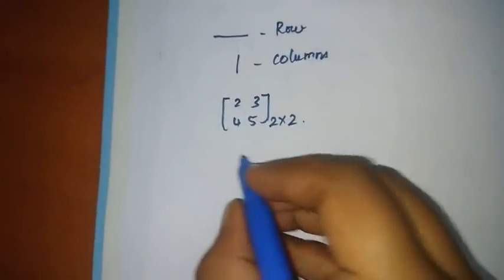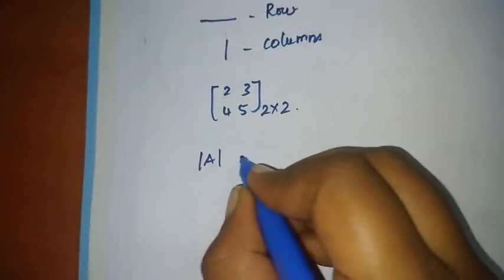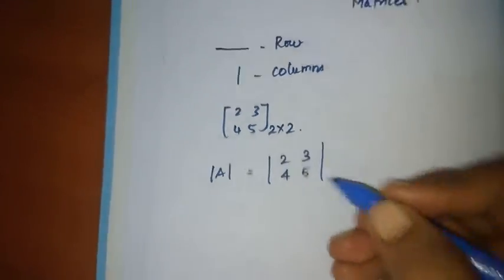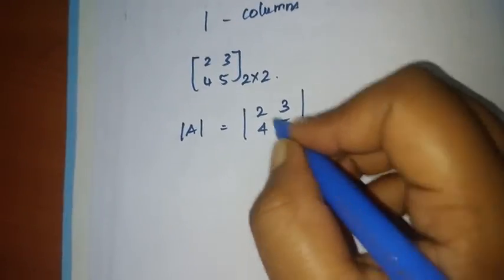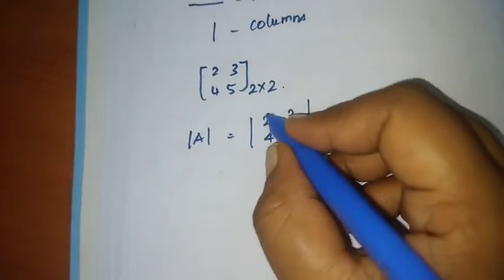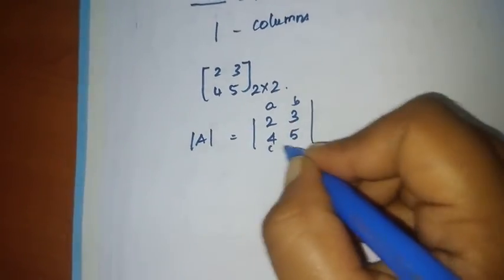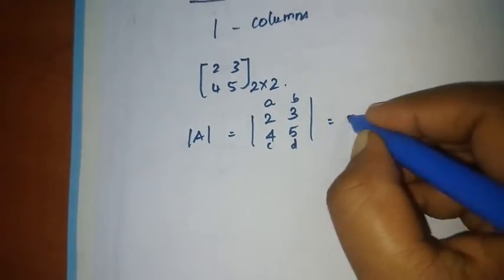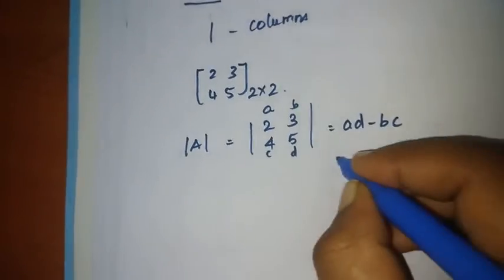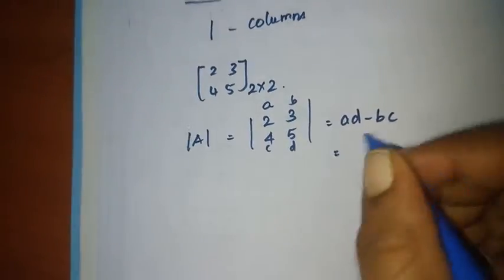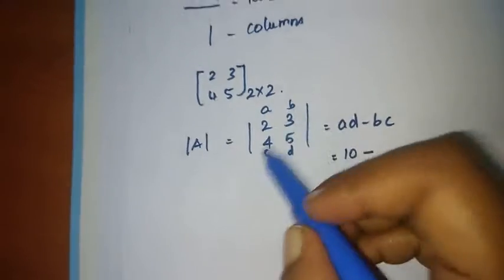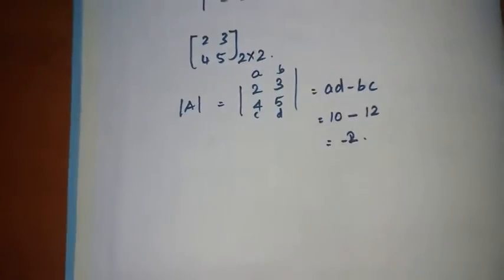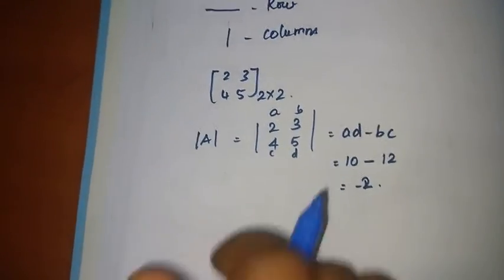And then, if we want to find the determinant A, which is given as 2, 3, 4, 5, how do we find it? We cross multiply. Let us take A, B, C, D. We cross multiply as AD minus BC. What are A and D? 5 2s are 10, minus B and C, 4 3s are 12. So minus 2 will come. This is the method to find determinant A.